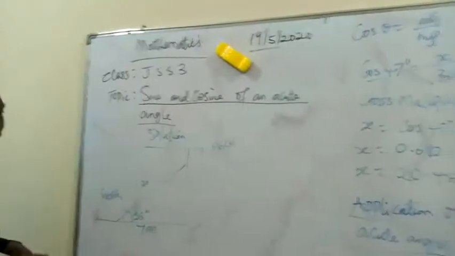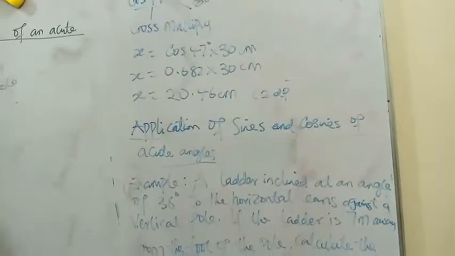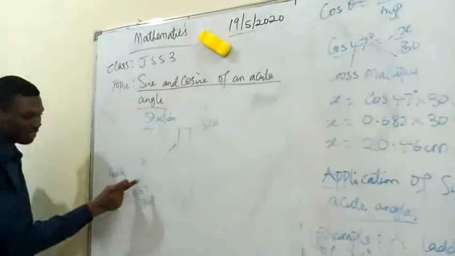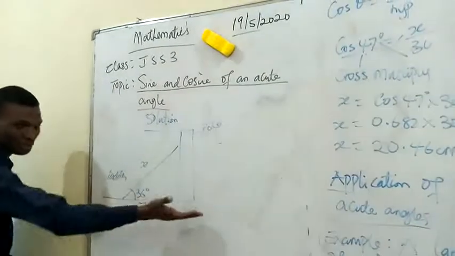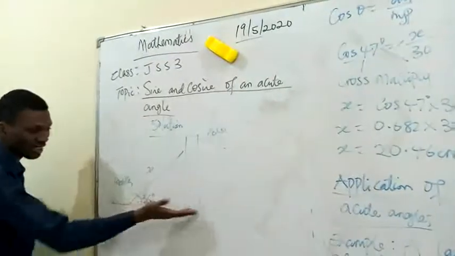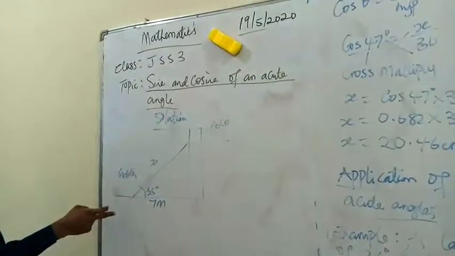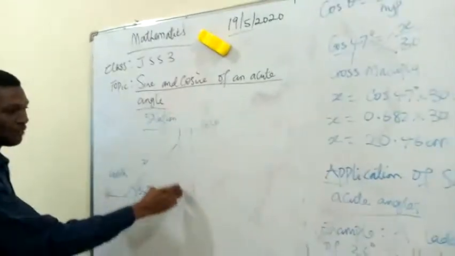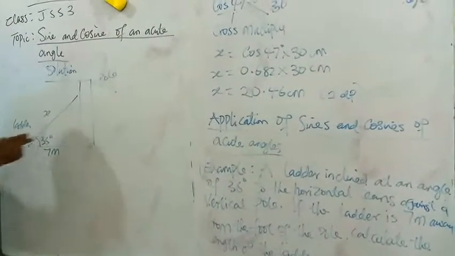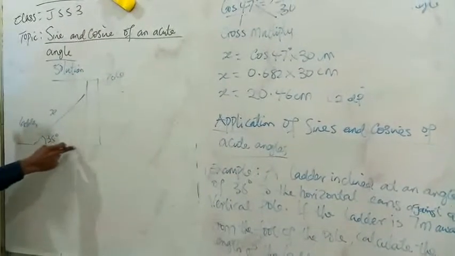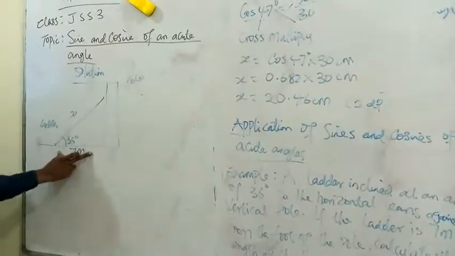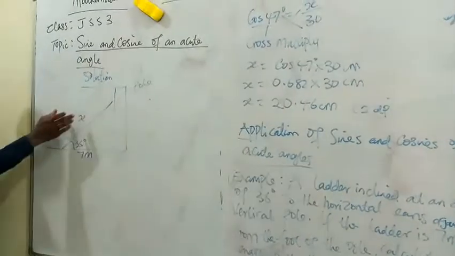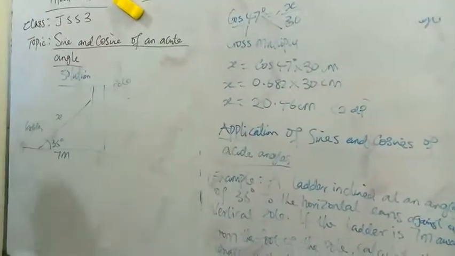Let's take it again. You have a ladder inclined at an angle of 36 degrees. It makes 36 degrees with the horizontal ground, not with the vertical pole. It leans against a vertical pole. If the ladder is 7 meters away from the foot of the pole, this side is 7 meters. To calculate the length of the ladder, we will represent it as x.